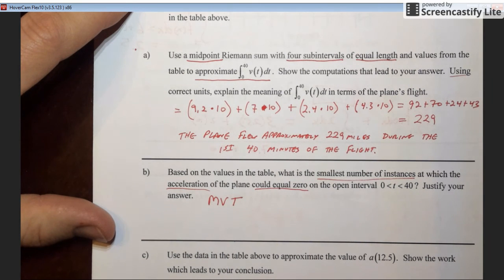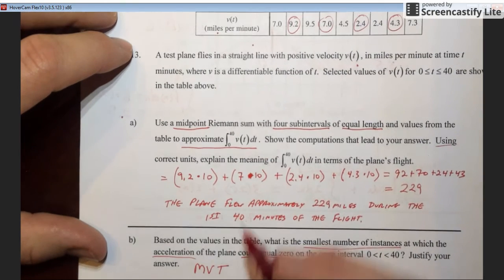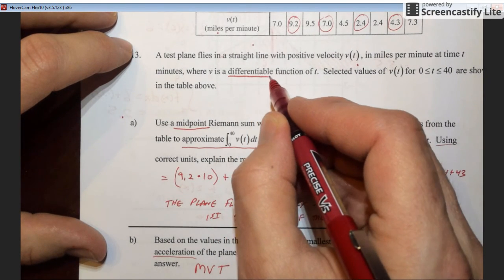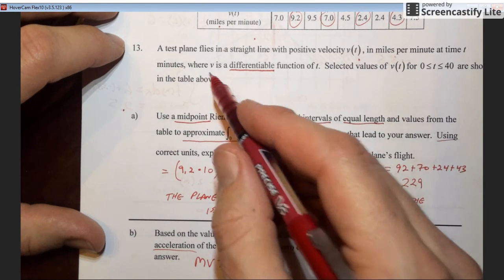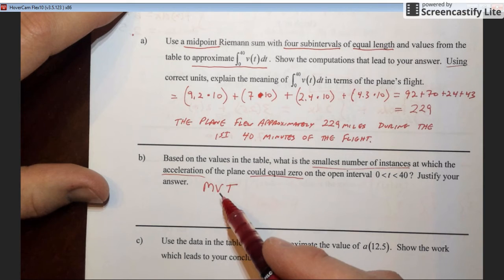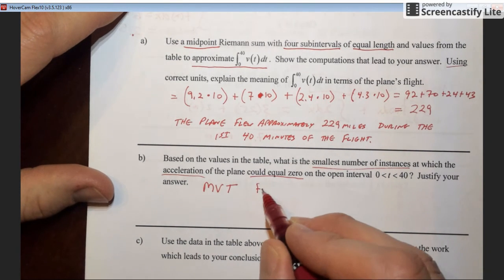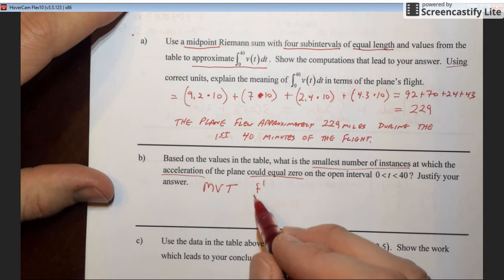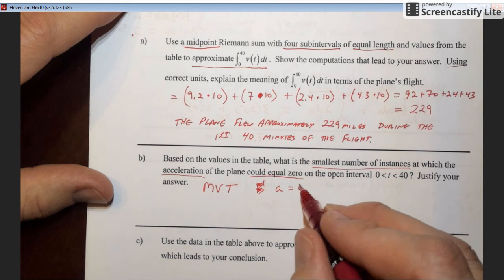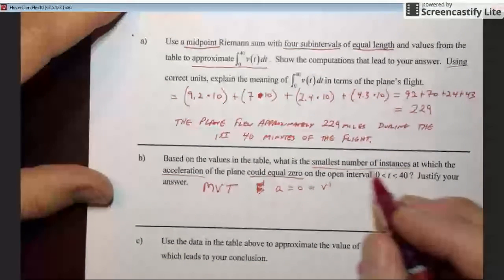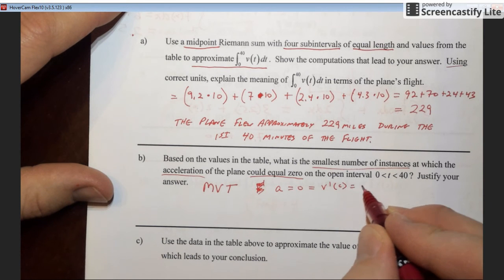Mean value theorem. Okay, mean value theorem comes into play if our function is differentiable. Hence the reason why it was very important that they told us that word up there in the stem of the question. So our function v is differentiable, which means that the mean value theorem is in play. We want the derivative to be equal to 0. I'm just going to write the derivative of this velocity function. We want the acceleration to be equal to 0. Okay, well that acceleration is v prime. So we're interested in how many times will v prime be equal to 0?